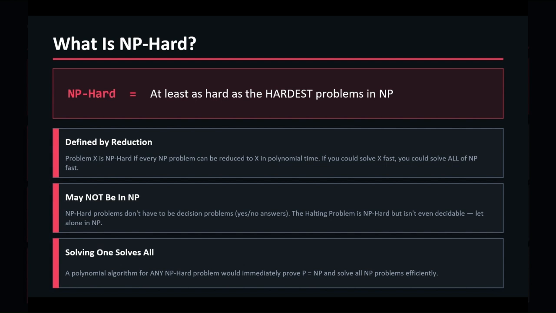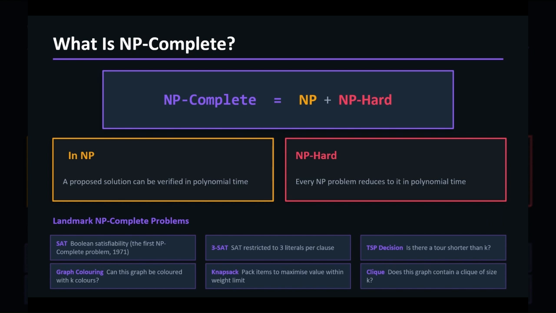So NP-hard is a lower bound on difficulty. It means at least as hard as NP. It says nothing about whether the problem is in NP. So what happens when a problem is both NP-hard and inside NP? These are the NP-complete problems. What is NP-complete?